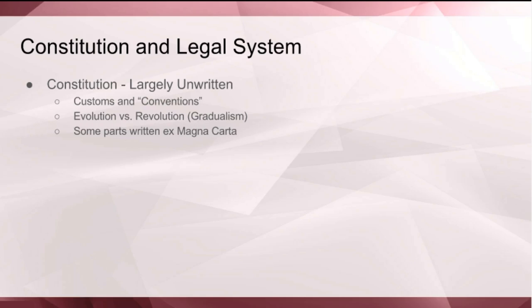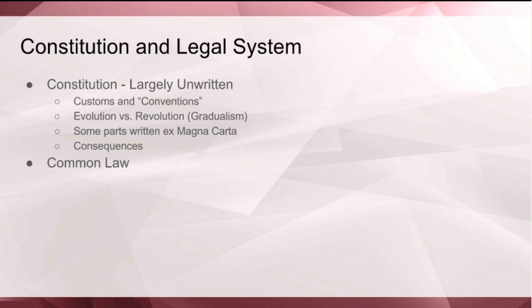Other parts of the Constitution of the United Kingdom would be written, and examples would be the Magna Carta, also the Petition of Right, and the English Bill of Rights. The consequence of having an unwritten constitution is that the political system has a lot of flexibility. So whenever changes come about, they don't have to necessarily go through a formal process of constitutional amendment that you would find, for example, in the United States.